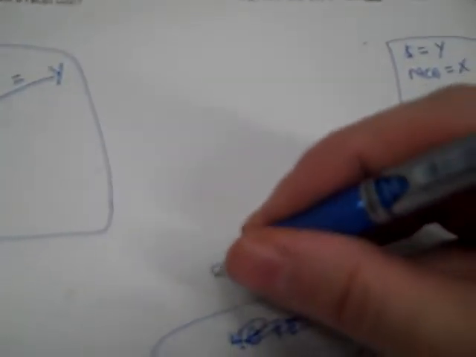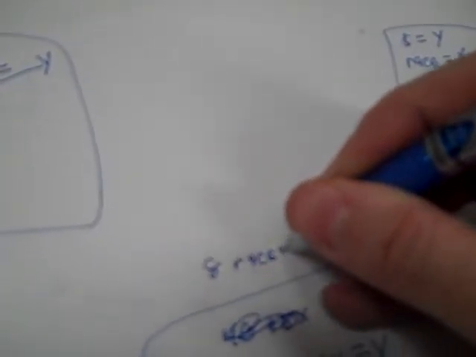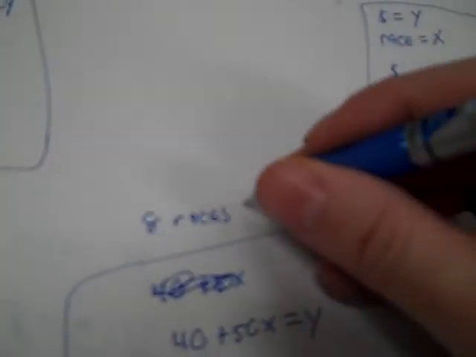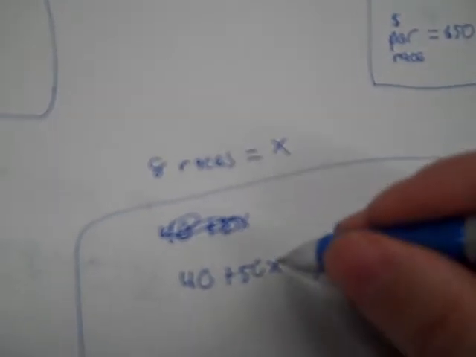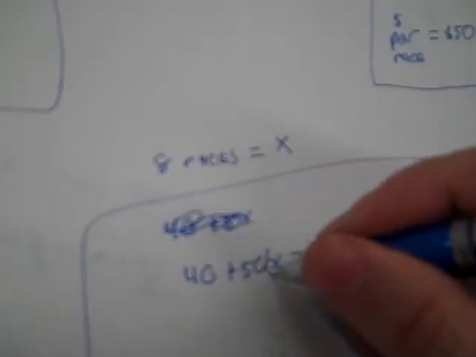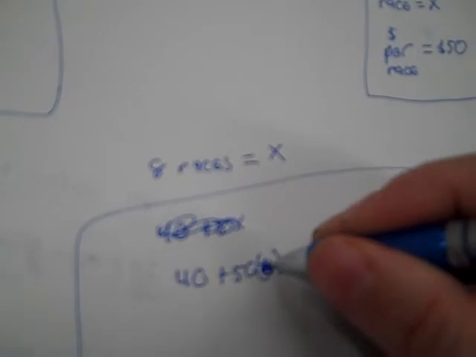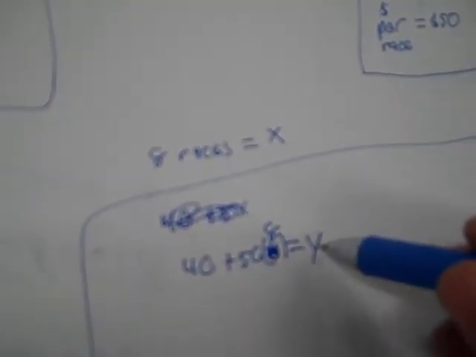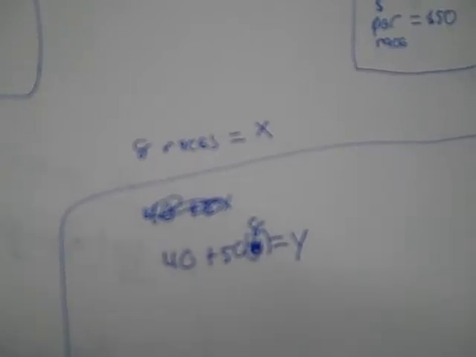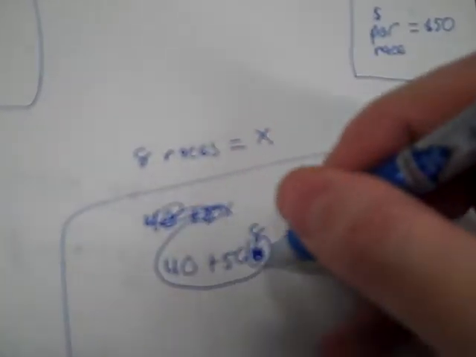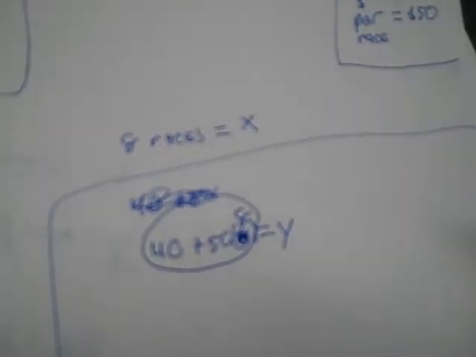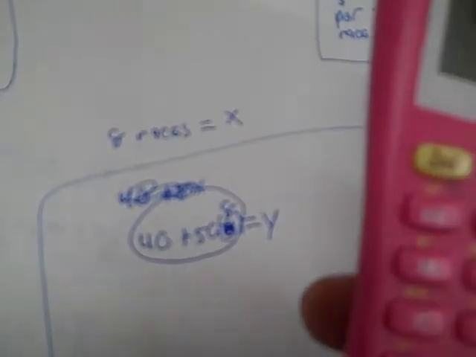Okay, so the last number is 8 races. Now it's races. Races is X, so that's going in for the X variable. Now the X is here, but there's a 50 in front of it, so we want to put it in parentheses before we cross it out and put 8. Now the Y is by itself, so when I'm solving for Y, it's already by itself. I just need to plug this into the calculator because the letter I want to find the answer for, Y, is by itself. So I just plug in this side into my calculator.